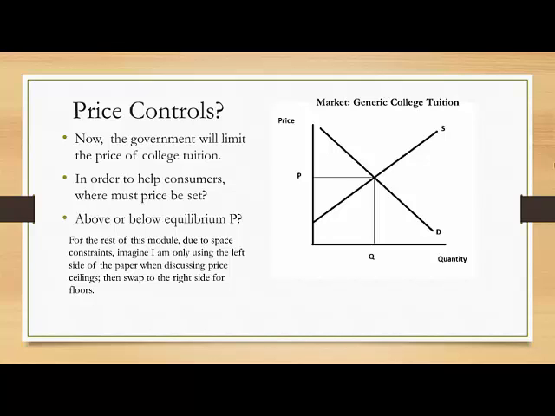Then I ask them, what is the problem with this price? They should say it is too high. Next, ask where the new regulated price should be set in order to help college students. They should say that the new price has to be lower in order to help more students afford college.